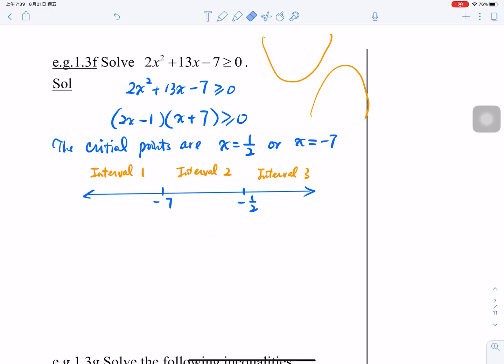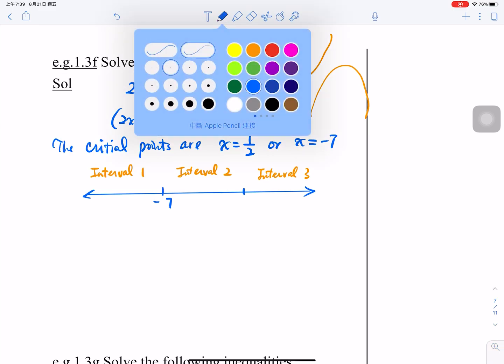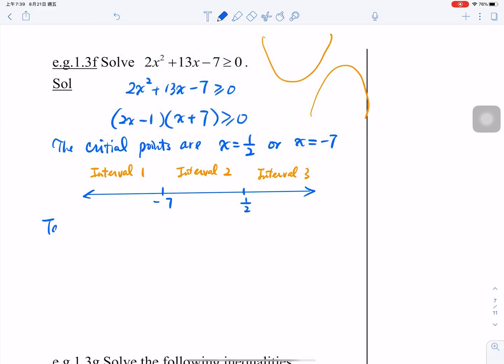Okay, let's try. Here it should be positive 1 over 2. Now I take x equals 0, then you can check 2x minus 1 times x plus 7. You find that this equals negative 7, which is smaller than 0. That means here is negative, and that means these two sides should be positive. Okay?